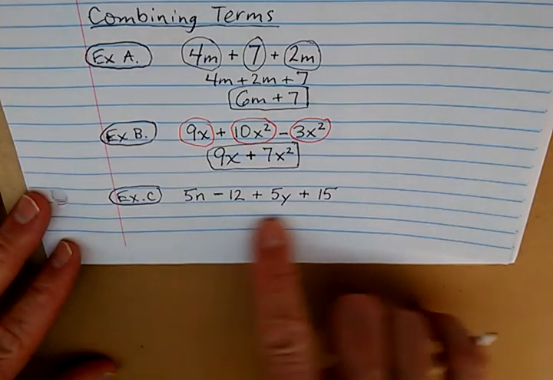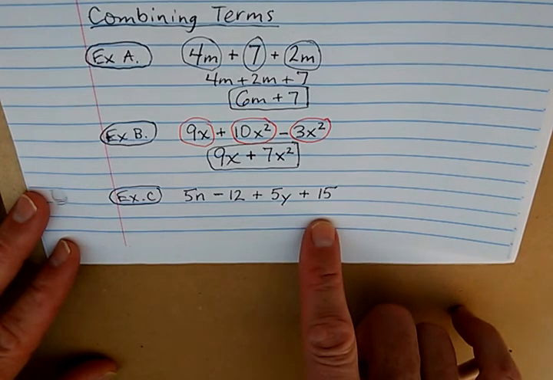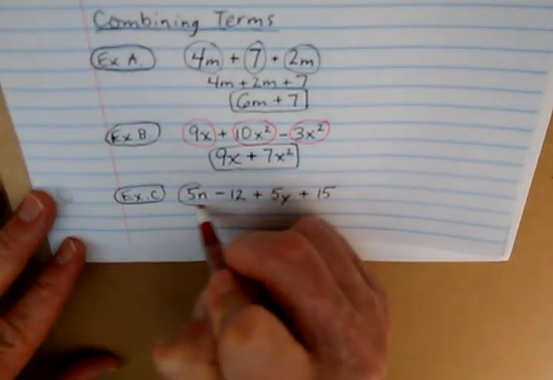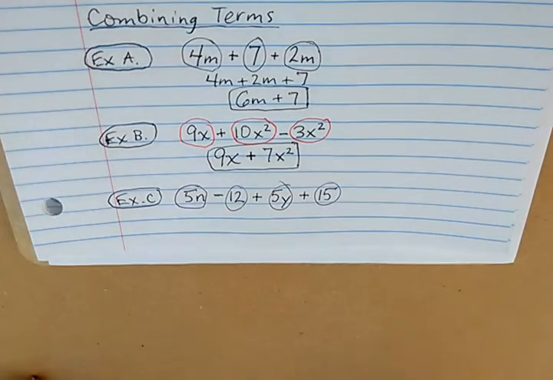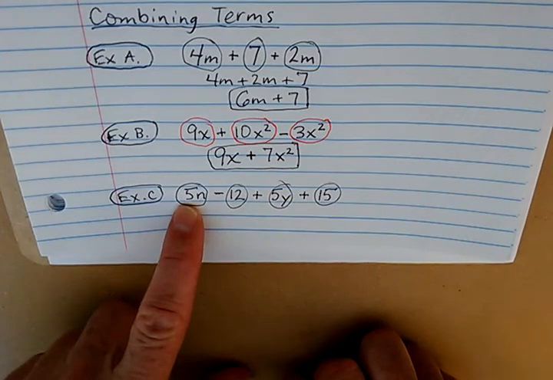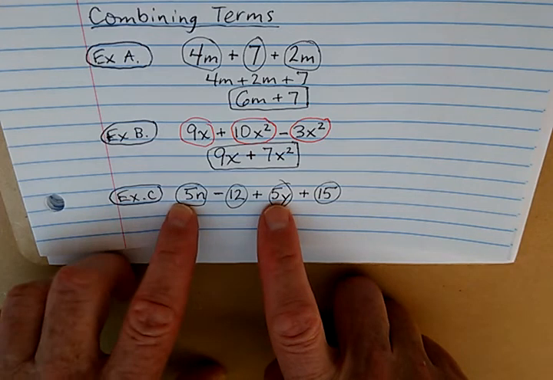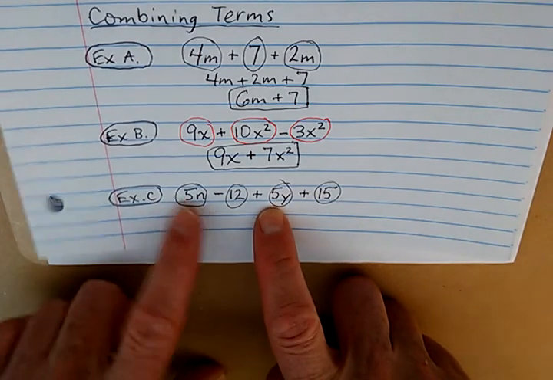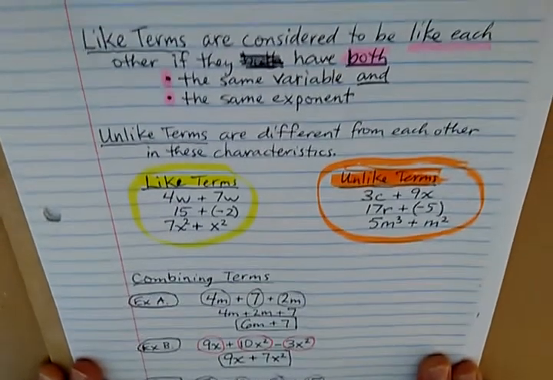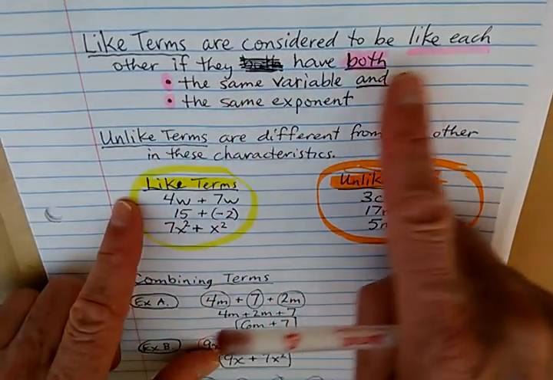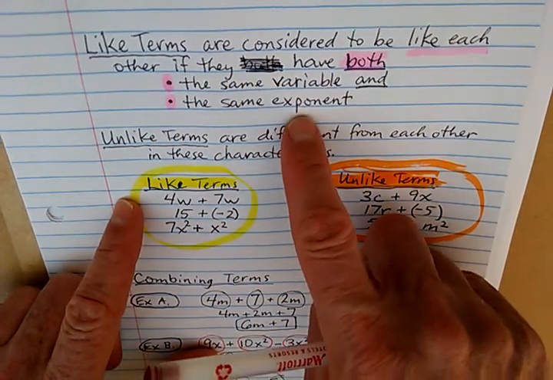There is the potential to get confused a little bit on a problem like this, or an expression like this. We can see there are four terms. 1, 2, 3, 4. And sometimes students get confused. They look at something like 5n and 5y, and they think because they both have a 5 in front that you should be able to add them together. But actually, that's not what we should be looking for, because remember, we learned earlier that like terms are considered to be like each other if they have both the same variable and the same exponent.